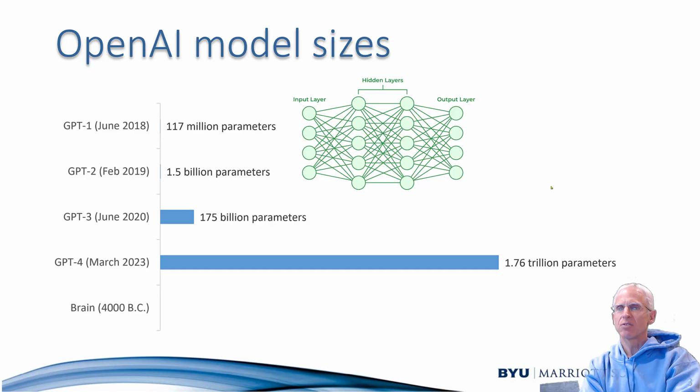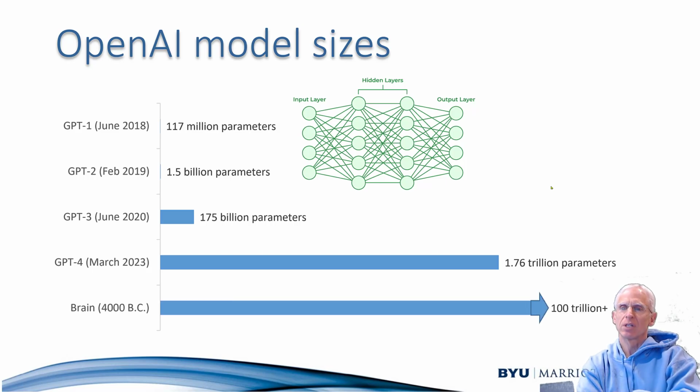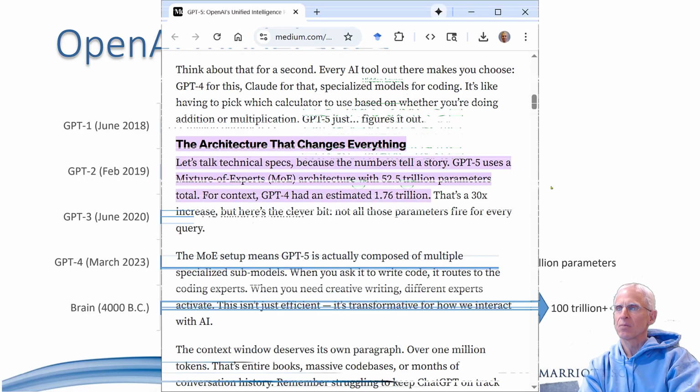GPT-4, 1.76 trillion reportedly. It's a proprietary model, so we don't know for certain. And then the human brain is estimated to have something like 100 trillion parameters. So we're not even close to the human brain yet. I shouldn't say parameters, but they're the synapses and the connections between brain cells.